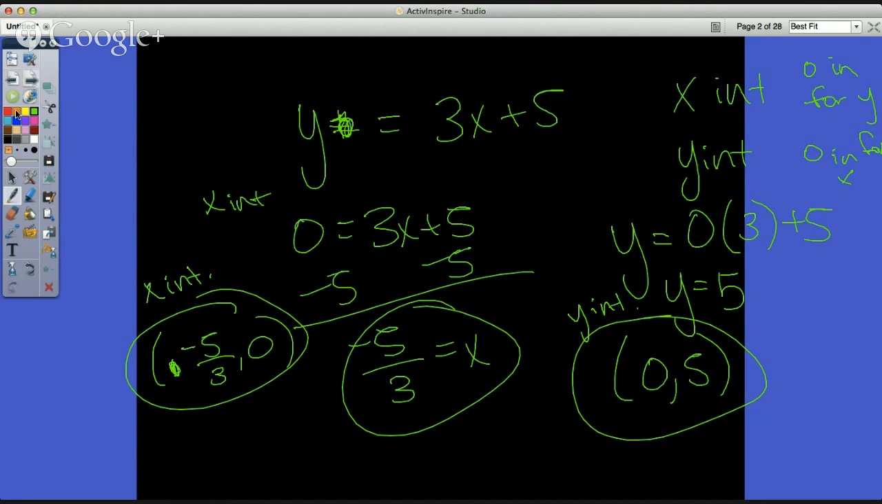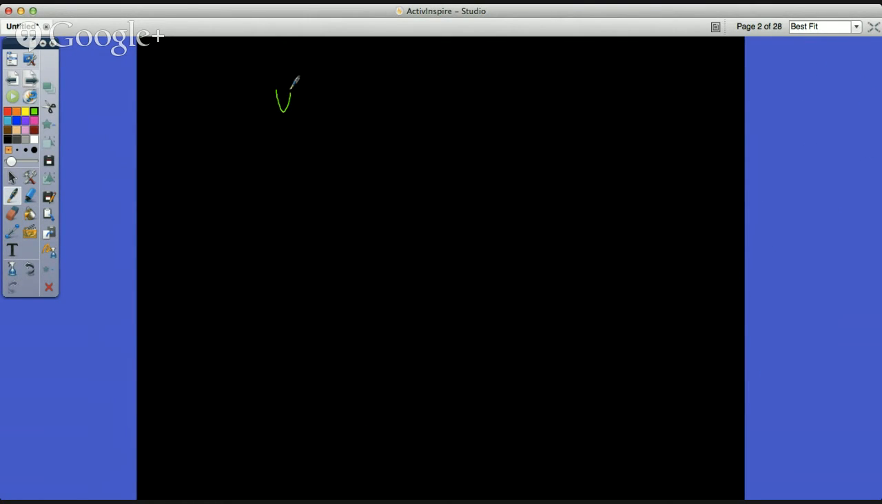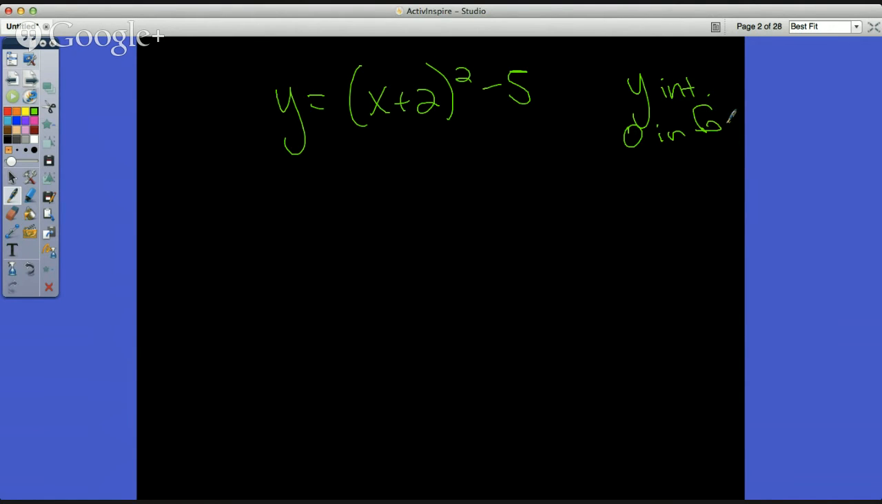Now let me give you one that will probably be pretty close to what the exam will be like, all right? Let's back up. This one probably looks like this: y equals (x plus 2) squared minus 5, and I'll leave it as is, okay? So what would I do to solve for the y-intercept? 0 in for x. Good.